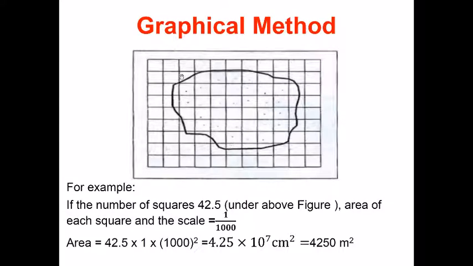So first you count the number of boxes completely covered, and then you count the partial areas, add them up, and you can get the total number of squares covered by your traverse, and then you multiply it by the area of one box, and you can get the area on the graph, and then you can convert it into the respective area on the ground since we are working with a scale. So this is how the graphical method works.